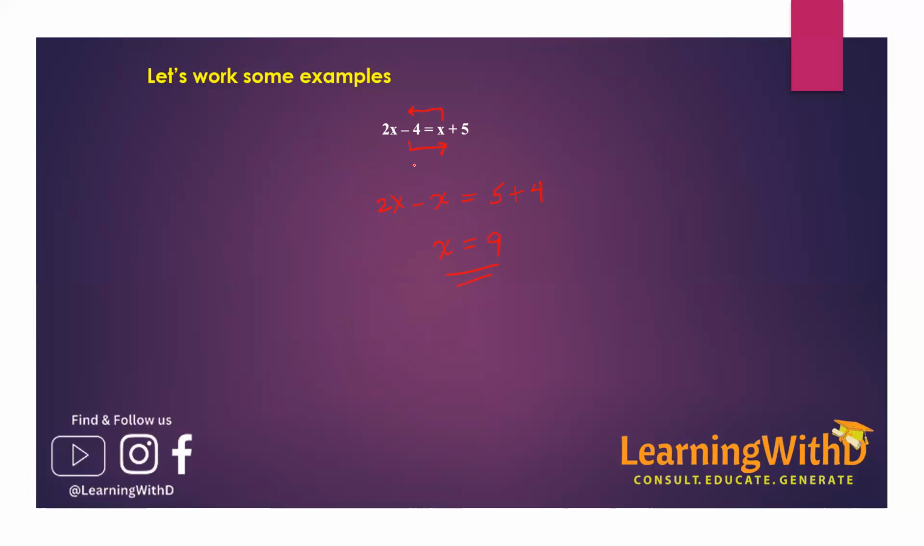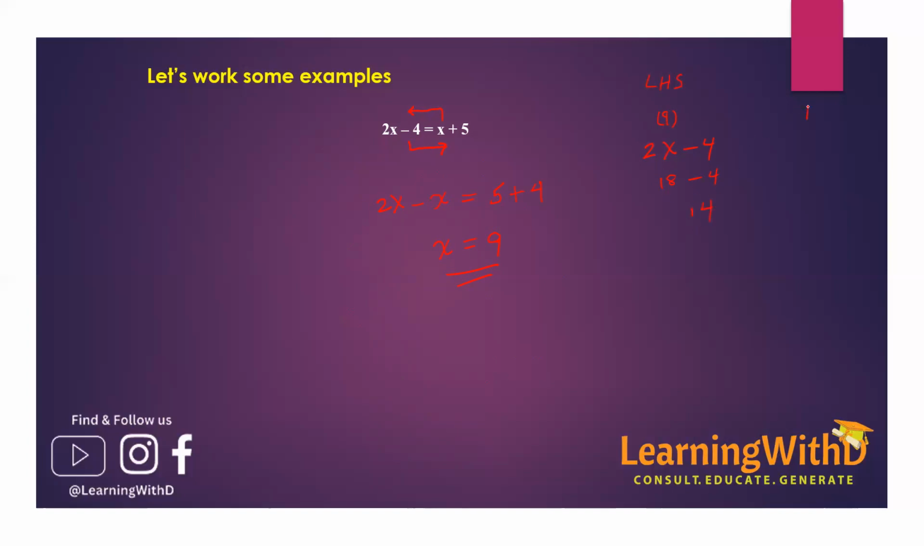Now this is a fun one for you to try, to verify. You want to plug in 9 wherever you see x. So let's try it. On one side, I have 2x minus 4. If I plugged in 9 there, this would be 2 times 9 is 18. So it'll be 18 minus 4. This is the left-hand side. 18 minus 4 is 14.